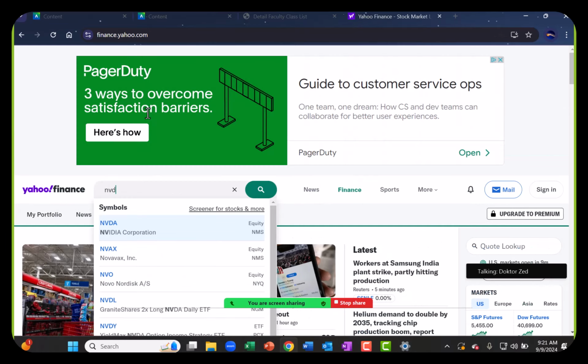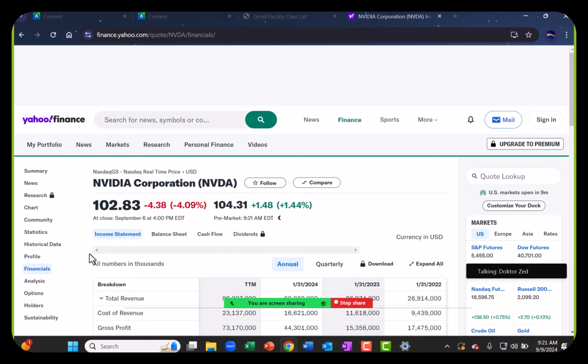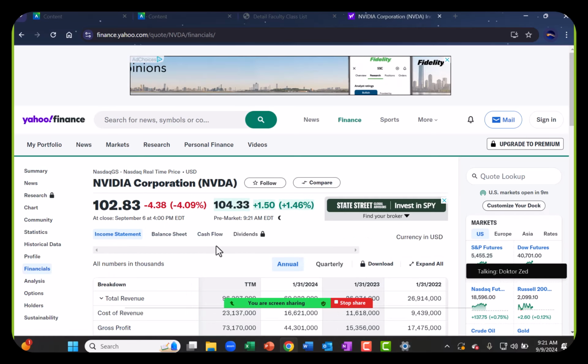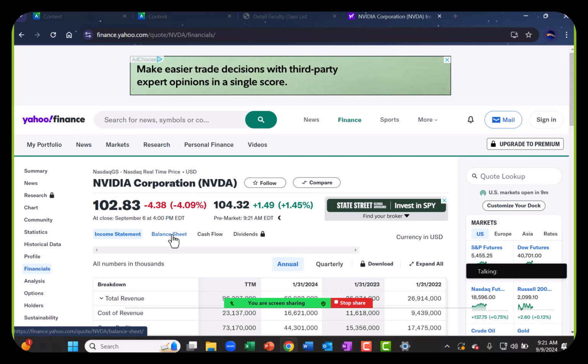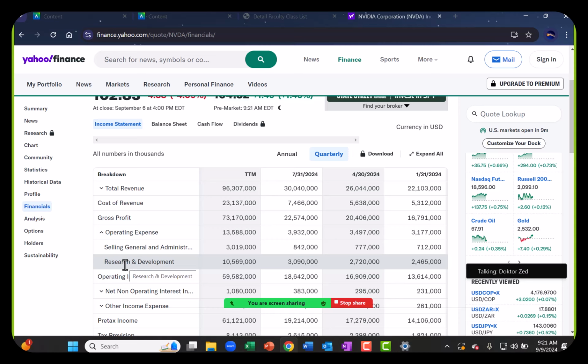Let's, for example, look at NVIDIA. Financials. It's down again. Oh, it's up in the market. Okay. Income statements. Let's look at quarterly. In the trailing 12 months, that's what TTM means.